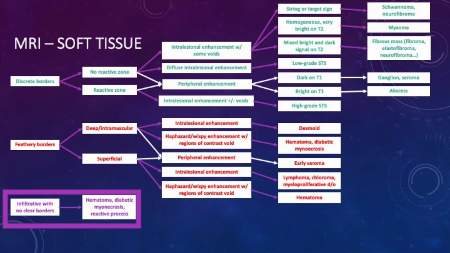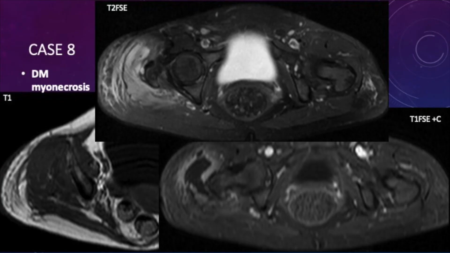It is going to be one of these diagnoses. It's either a hematoma within the muscle, diabetic myonecrosis, or a reactive process that's occurring, usually due to trauma or something like that. And this was a patient that had a diabetic myonecrosis. They were hospitalized for DKA with sugars in the 600s upon admission. And about 3 days into their hospital stay, they developed severe pain in that hip. And imaging workup was done when we were consulted, and that's what this is, diabetic myonecrosis.